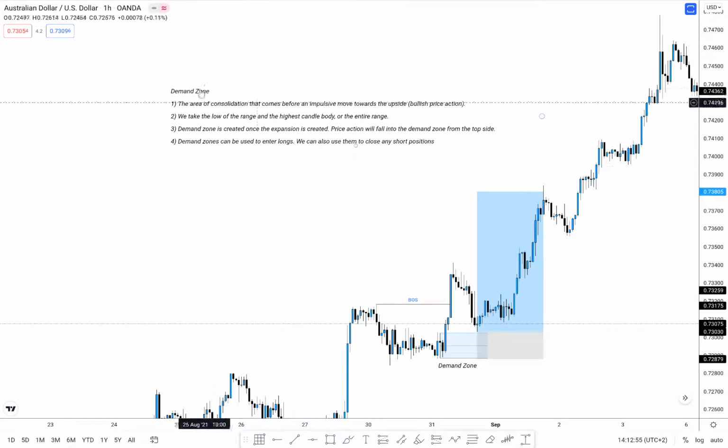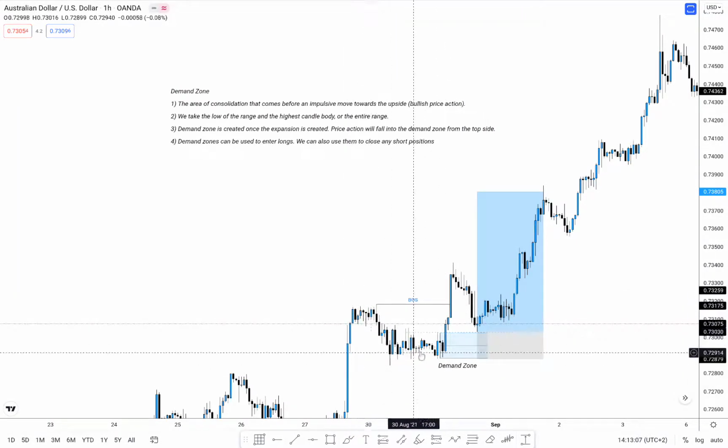Okay, cool. Demand zone, as I said, is the area of consolidation that comes before an impulse move towards the upside, guys. You can see that we have this range, the entire range, right? We don't need to include the entire range. We can just include the previous 4 to 5 consolidating candles within that range. So as you can see, we've got 1, 2, 3, 4, 5, 6, 7, 8, 9, 10 candles right here. We can use this range to mark up our demand zone.